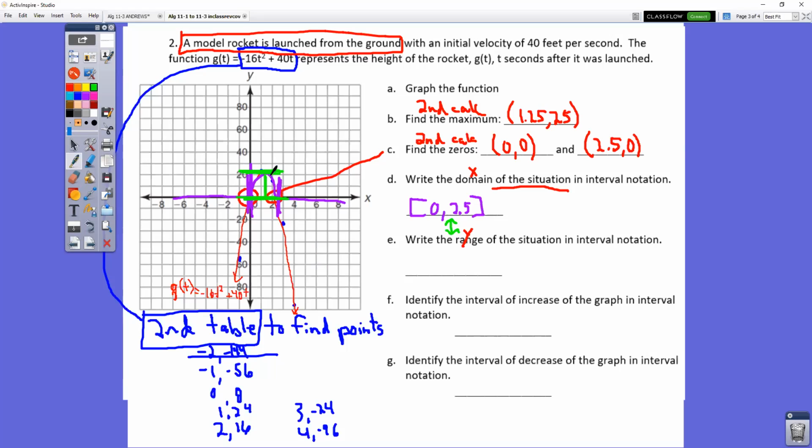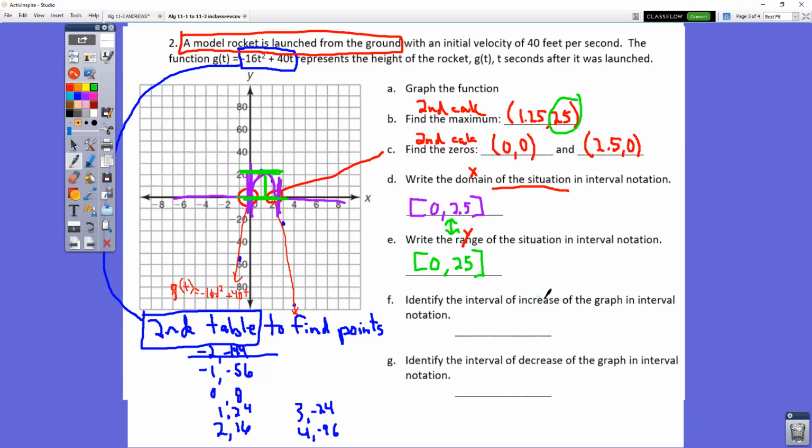Again, if we were talking about the whole graph, not the situation, then we would be using infinities, but we're not. We want the problem situation, so we want from the ground to the max. So we're going from 0 to 25 because that is the highest that it goes. It is that number right there.